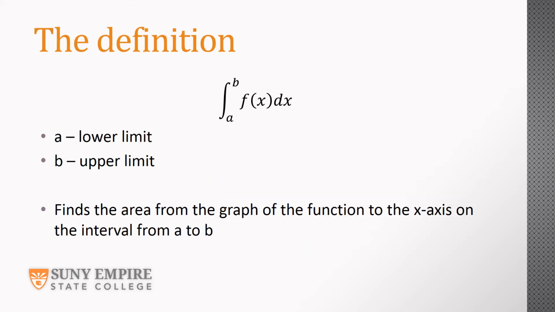We are now ready to formally define the antiderivative. We have the integral from the lower limit a to the upper limit b of some function f of x with respect to x. Graphically, this finds the area between the graph of the function and the x-axis, as we saw in the examples explored earlier. In future resources in this series, we will discover methods to calculate these integrals, as well as ways to simplify the problems.